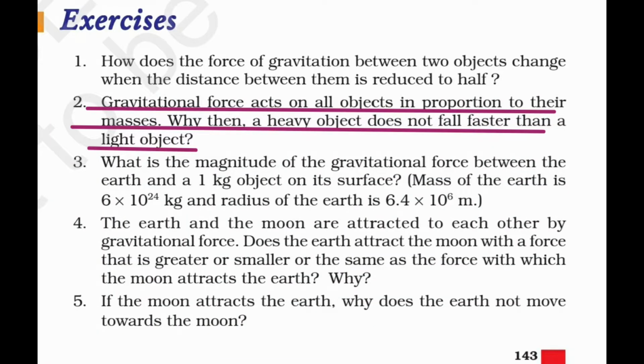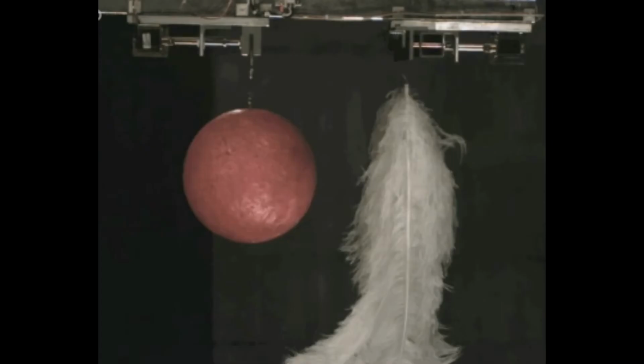Question 2. Gravitational force acts on all objects in proportion to their masses. Why then does a heavy object not fall faster than a light object? The acceleration with which a body falls towards the earth is constant and is independent of the mass of the body. Thus, all bodies fall with the same acceleration irrespective of their masses. That's why a heavy body does not fall faster than a lighter body.